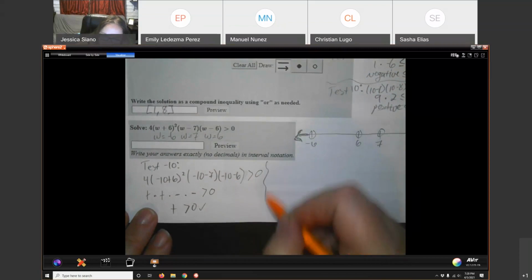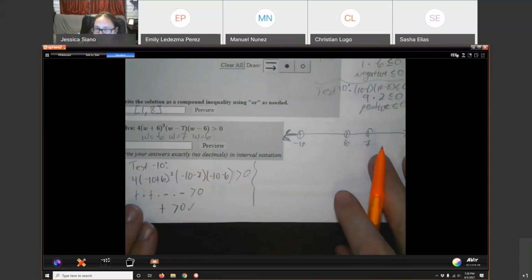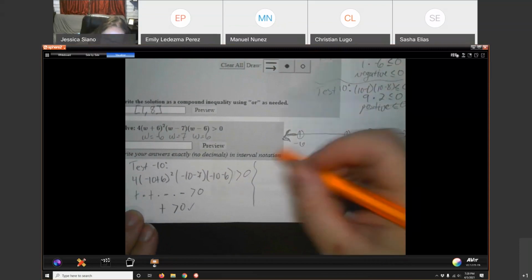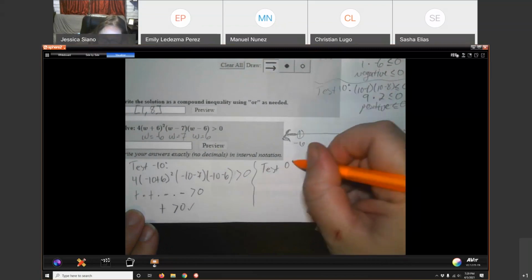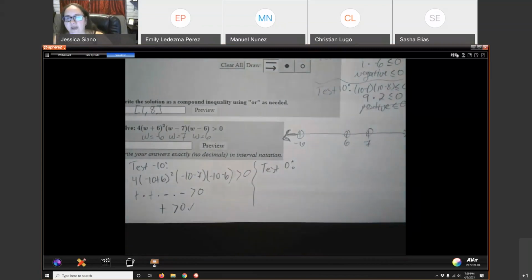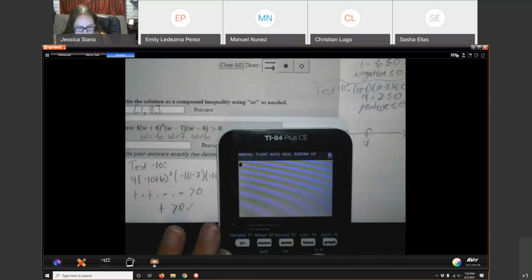Okay. Now that was my super abstract way to do these. I think it's the fastest way. The more concrete way, so let's pick a number between -6 and 6. I'll do 0. The more concrete way would just be to grab your calculator and plug in. 4 times 0 plus 6 squared, 0 minus 7, 0 minus 6. Did I get a positive number? Yes, I did.